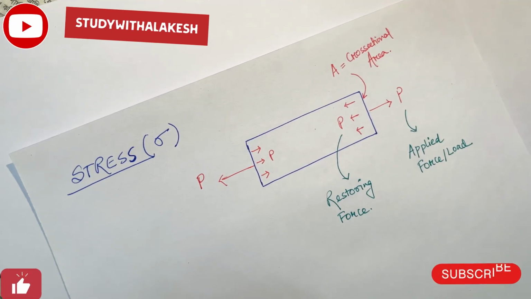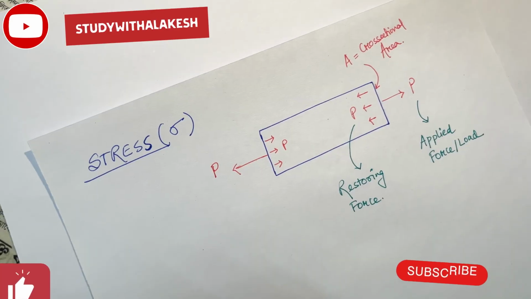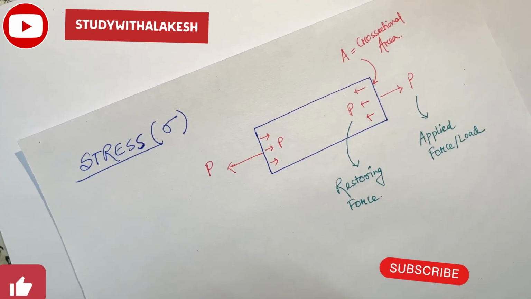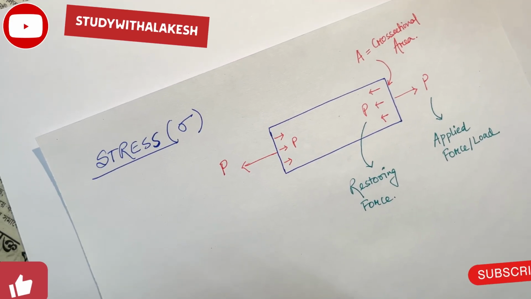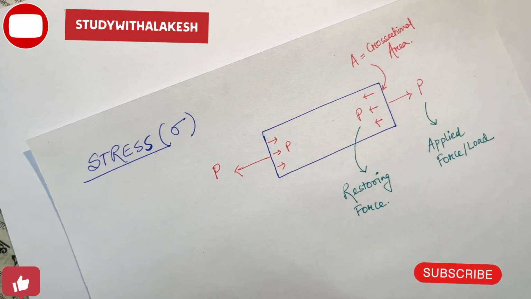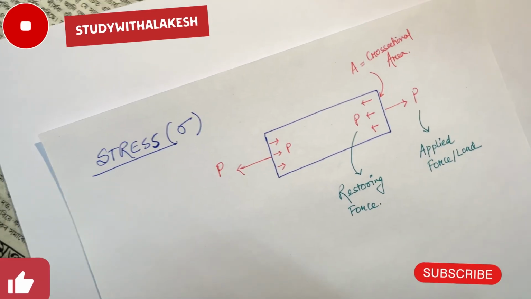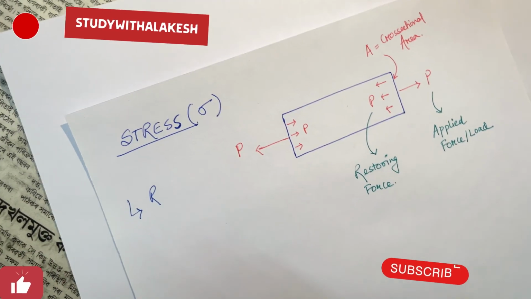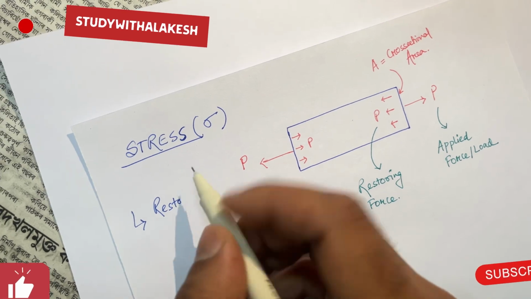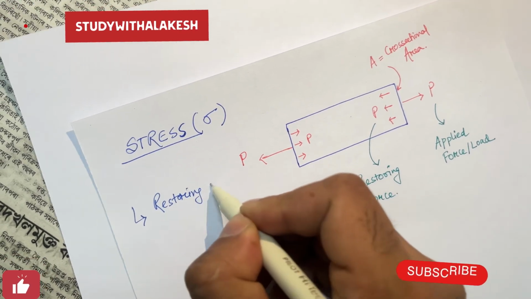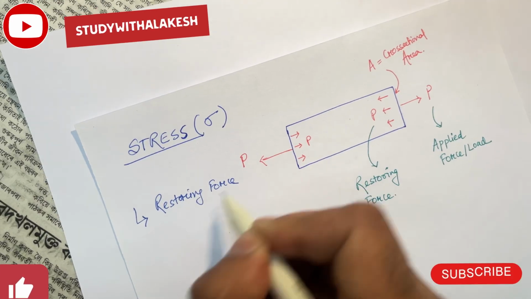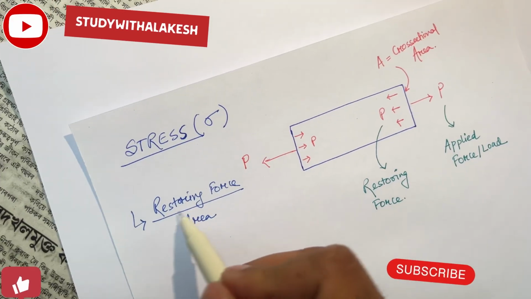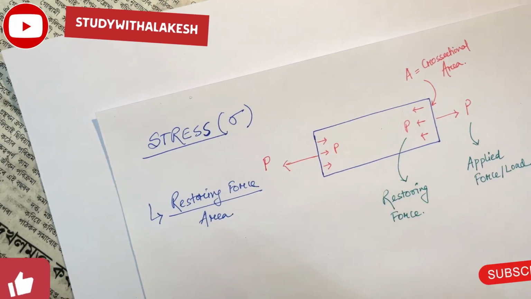As of now, we have discussed the basic definition of force and its different types. So today we are going to study about stress. If we see the basic definition of stress, then it is restoring force. Stress is basically restoring force per unit area. In order to understand what is restoring force, let's take an example of this body.